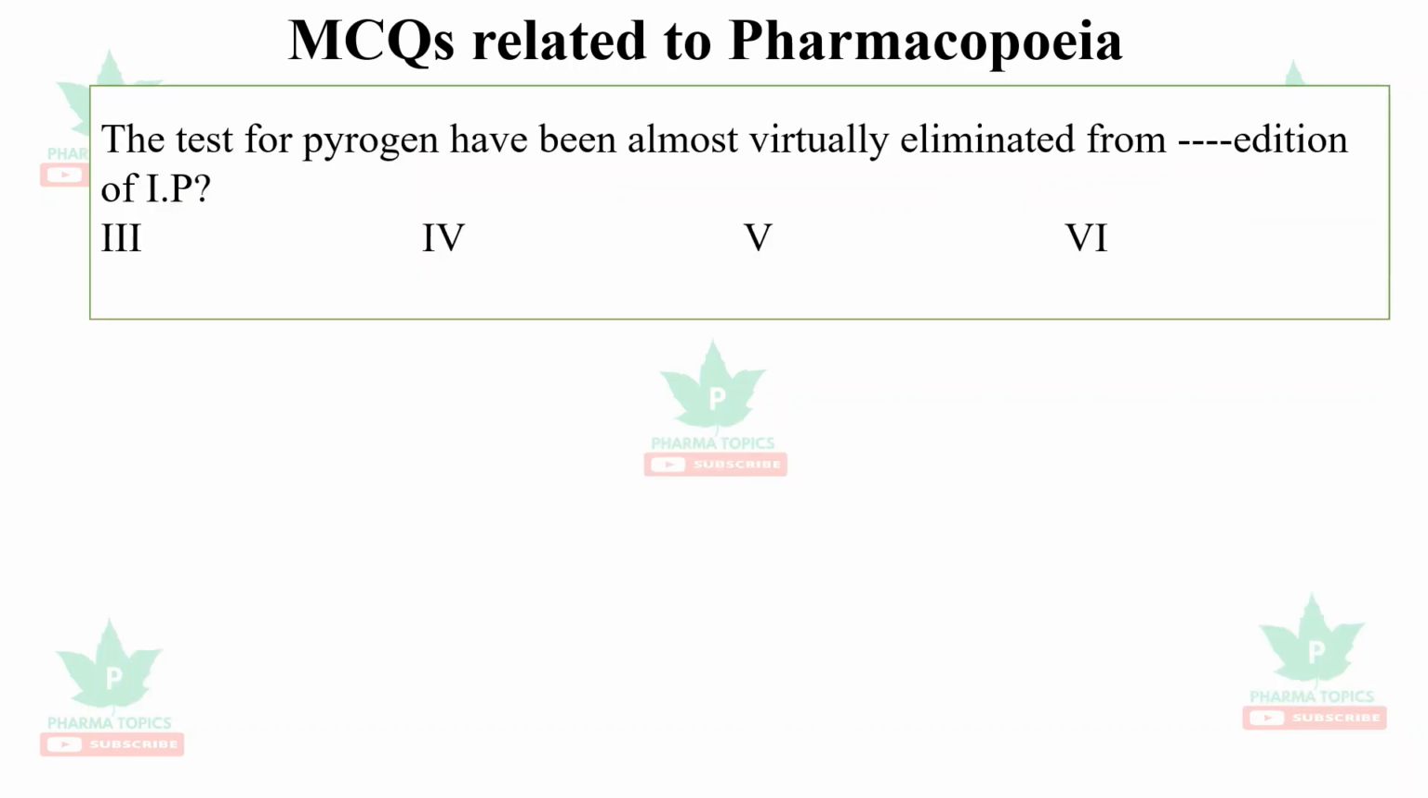The tests for pyrogen have been virtually eliminated from the dash edition of IP. It is the 5th edition. Pyrogen test has been replaced with bacterial endotoxin test.